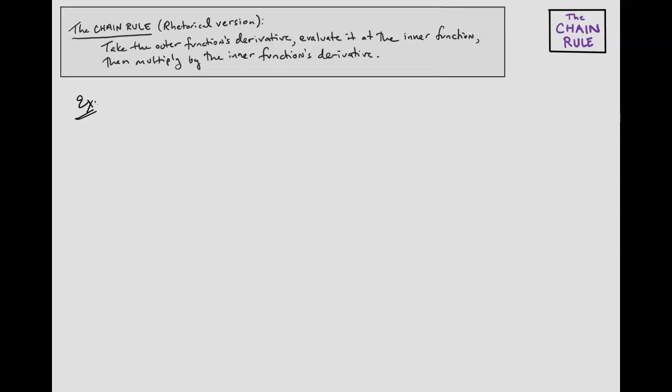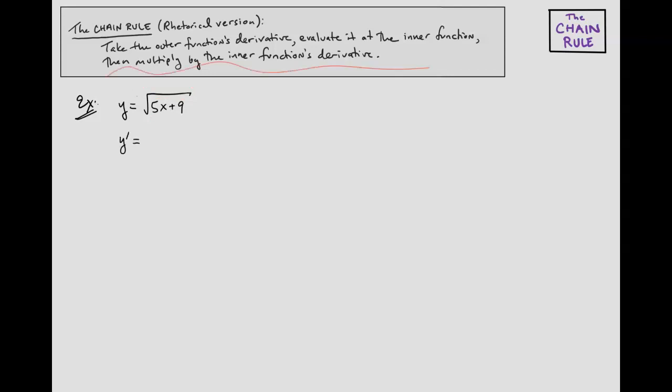Anyway, let's do another example. Let's say y is the square root of 5x plus 9. This is obviously a composition of functions. We have an inner function, a linear function 5x plus 9, and then we take the result of that and take its square root. So the square root function is our outer function here. We want to know what the derivative is here.